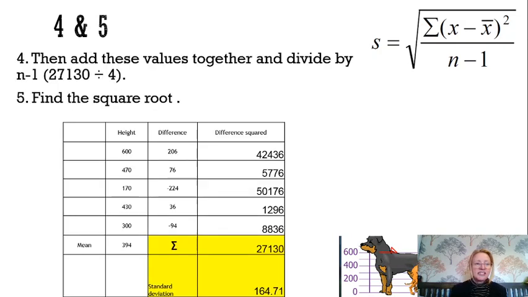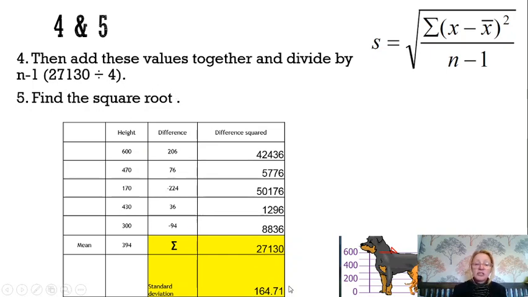And then step 4, we're going to add all of those together. So if we have a look at this column just here, added up everything in this column to get this sum just here. And then we're going to divide that by n minus 1. So n is the number of measurements that we've got here, which is just 5. So 5 minus 1 is 4. So divide it by 4, and then find the square root of that.